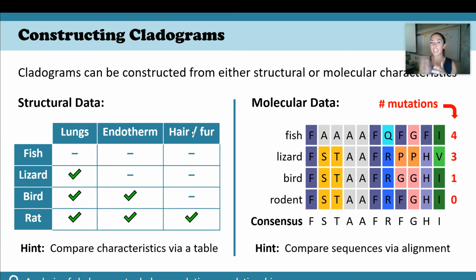The other way is with molecular, so that was structural. The other way is molecular. This looks a lot more like, right? In this case, again, what are we looking at here? We are looking at mutations, right? So how many different mutations there are from the original, right? So here's the rodent right here.